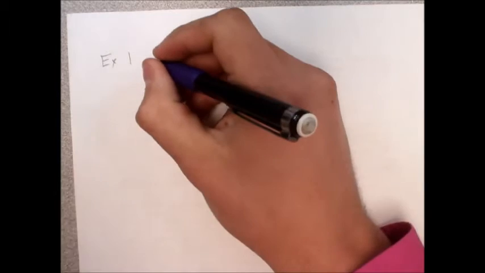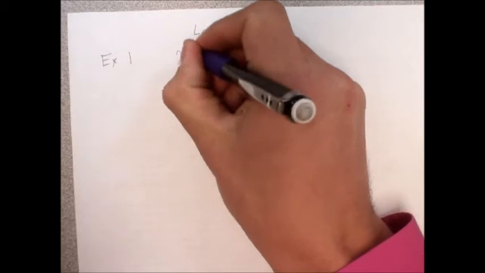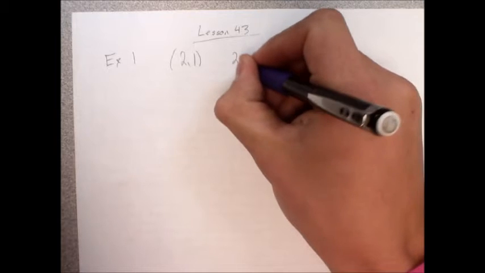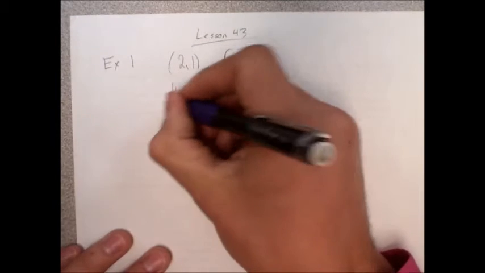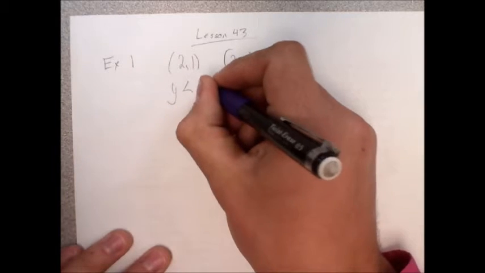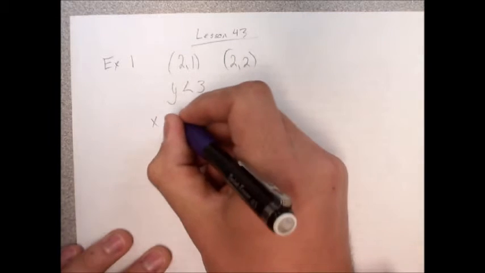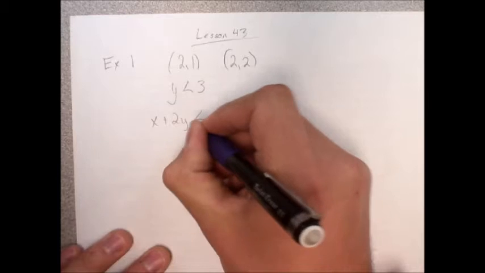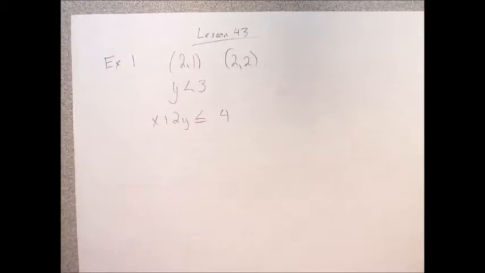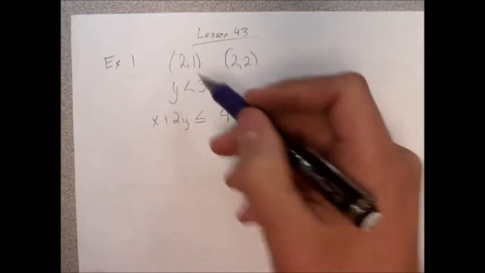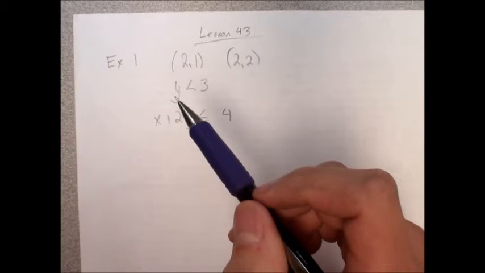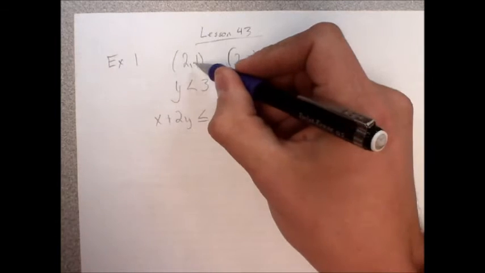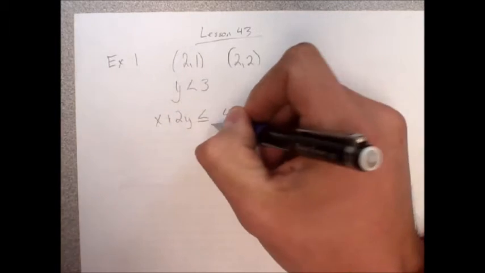Example 1 says determine whether (2, 1) and (2, 2) are solutions for the system of linear inequalities. So we have y is less than 3 and x plus 2y is less than or equal to 4. In order for a point to be a solution for a system, it must be a solution for both pieces. Okay, so if I plug in (2, 1), I need to put it into both pieces.